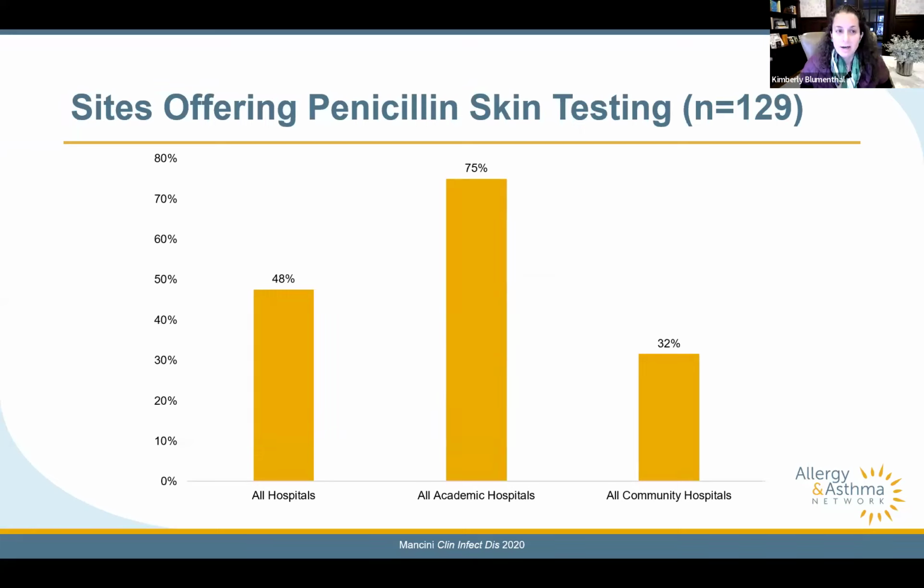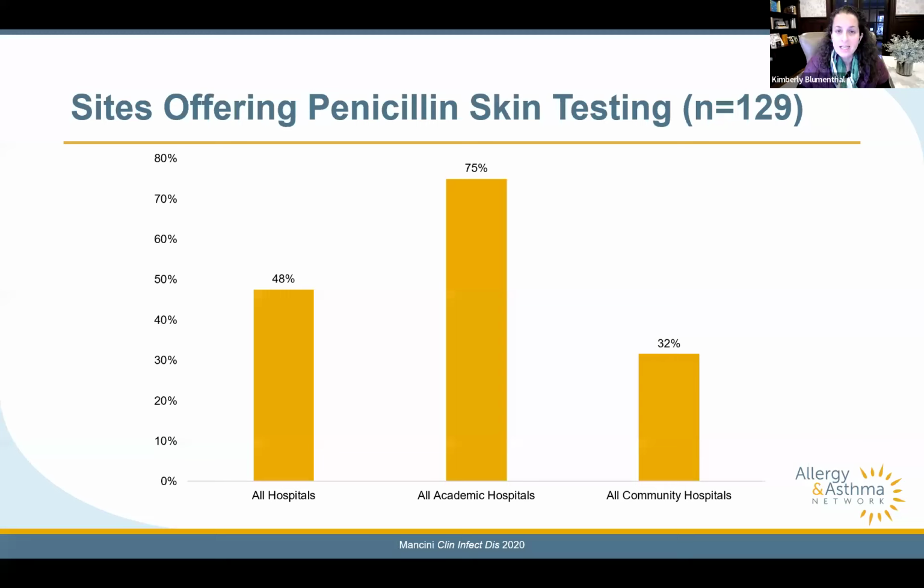I do want to point out that right now, our US hospitals largely don't have access to penicillin skin testing. So using methods of direct challenge or test doses is going to be a useful way to spread delabeling and best antibiotic use into our acute settings like emergency rooms and hospitals.